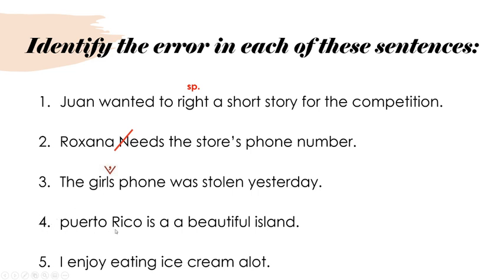Number 4, puerto Rico is a beautiful island. If you said that little p in Puerto Rico needs to be capitalized, you would be correct. And this is the symbol that would be added. And finally, I enjoy eating ice cream a lot. Did you find the error here? It's actually at the end. A lot should be 2 separate words. Oh, I forgot to mention that the a here was repeated and should be deleted. And here, this needs to have a space between the letter a and the word lot.